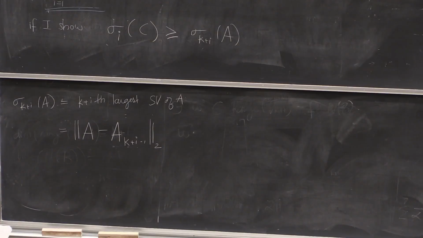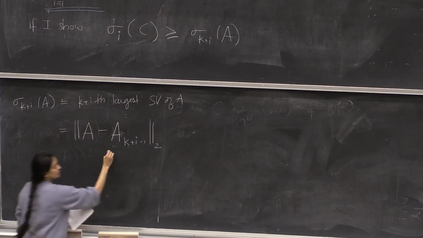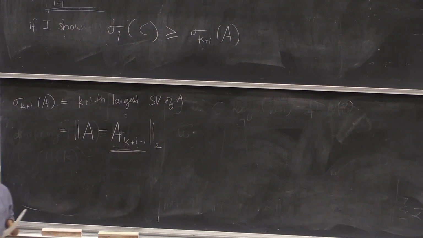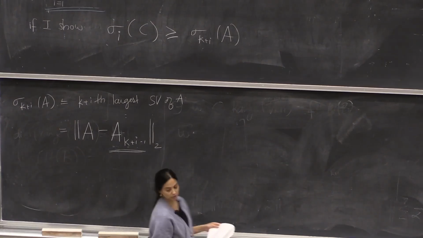I want to find the k plus ith largest singular value, which means I've removed all the singular values before. Removing those is basically the same as removing this matrix, which is our best approximation that we proved in the spectral norm case. So this is one ingredient that we're going to use in this proof. And I want to think of this singular value in terms of this.